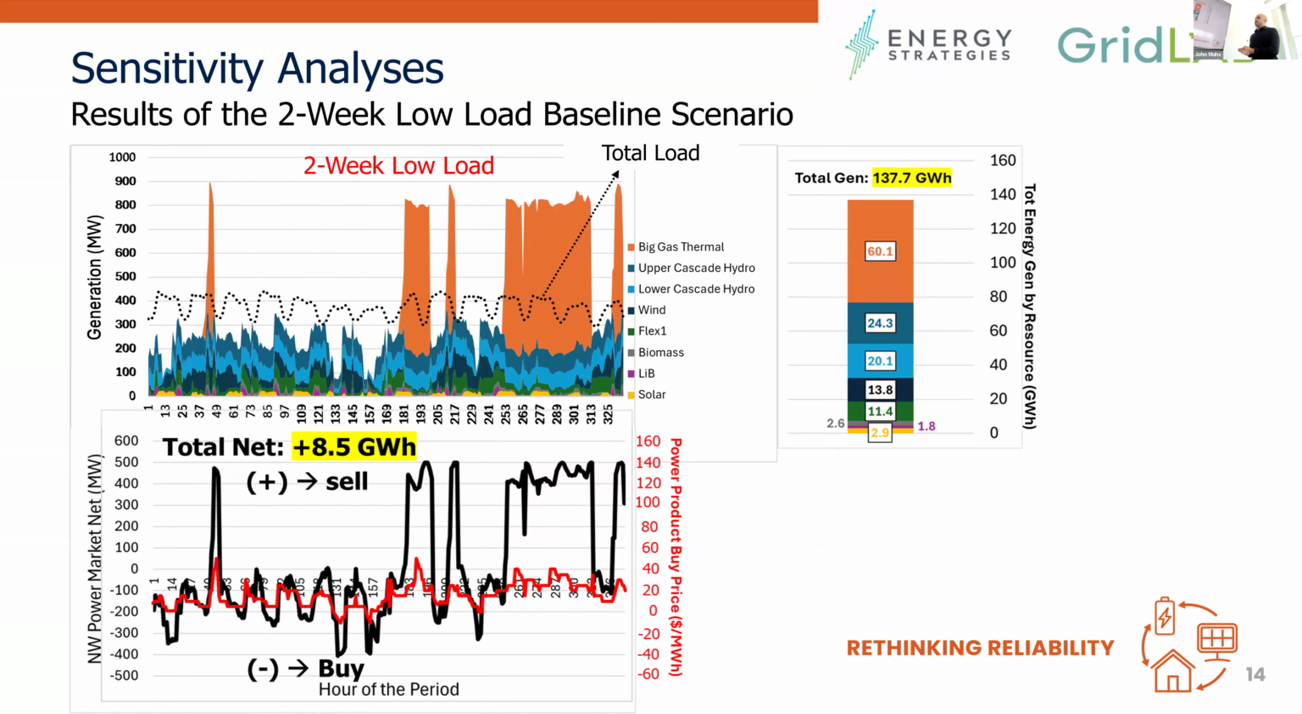This is the same figure that I showed you for the 2-week low load scenario. The only difference is that I'm also showing the prices in red in the lower figure, and it uses the secondary axis on the right. You can see that the behavior of importing and exporting is highly driven by the prices. Whenever the price is high, the system prefers to sell power, and whenever the price is low, the system imports power. The goal is just to maximize the revenue.